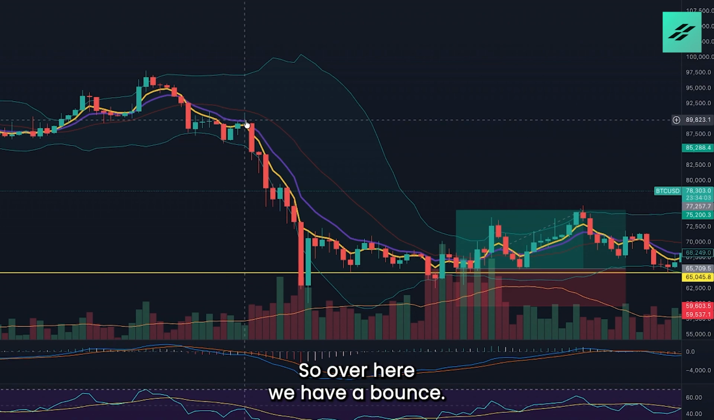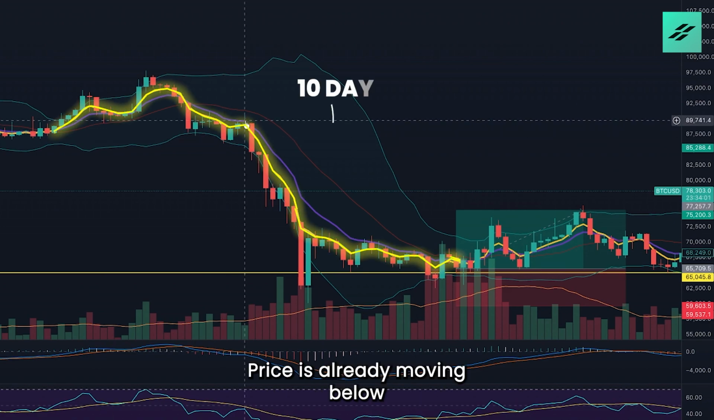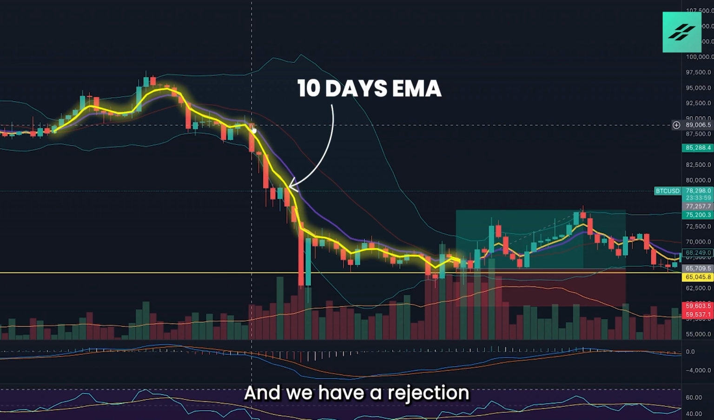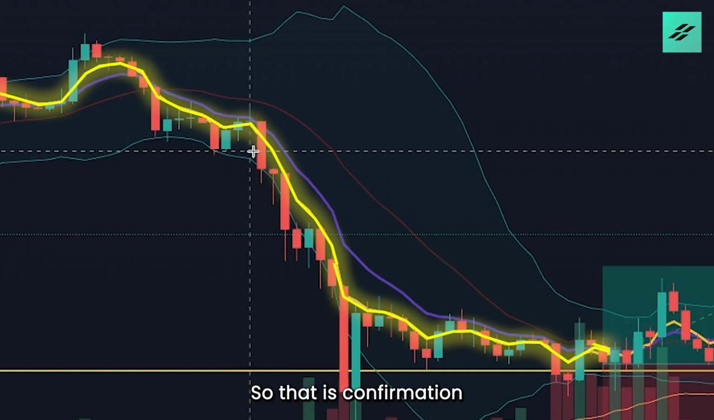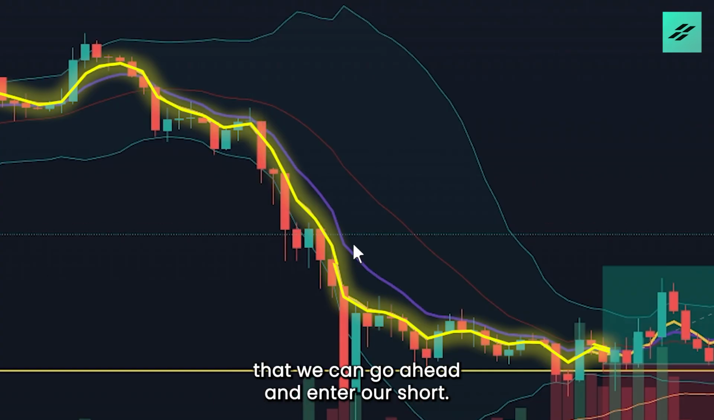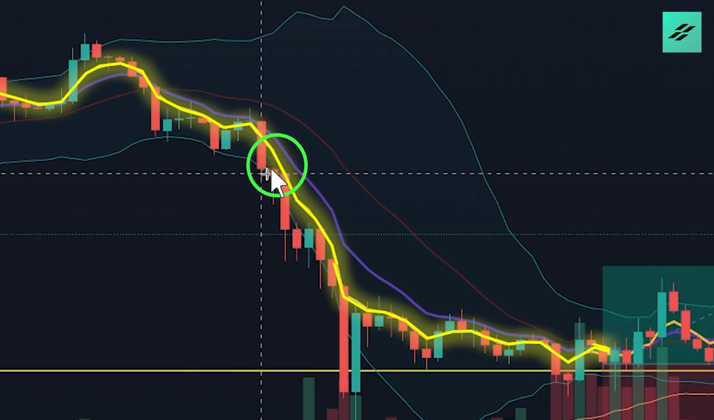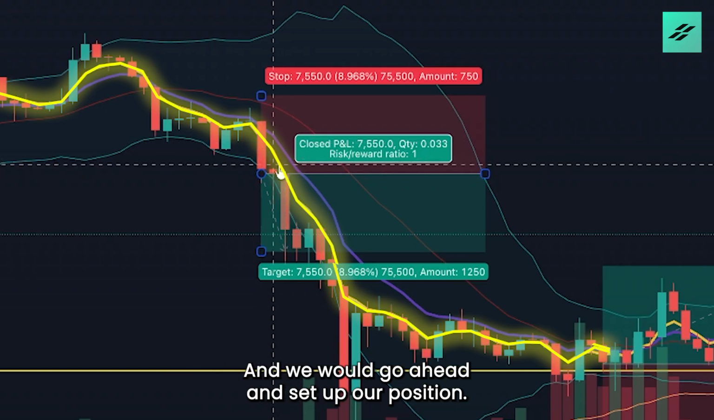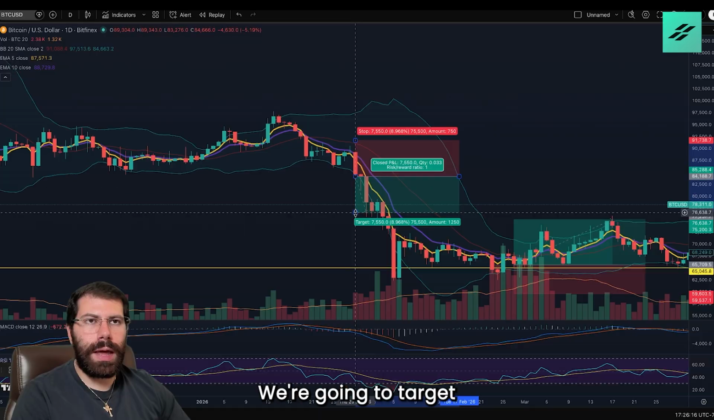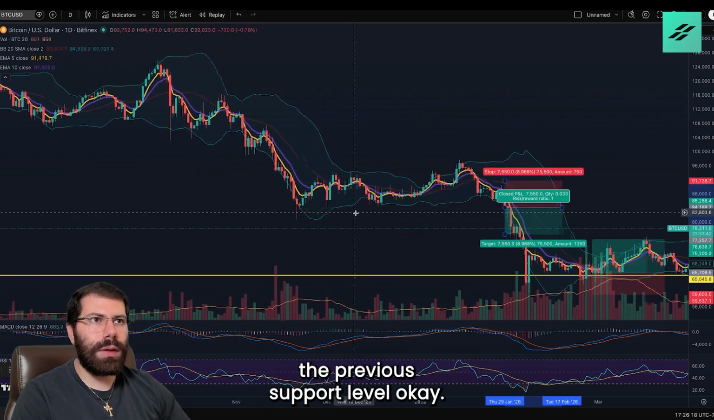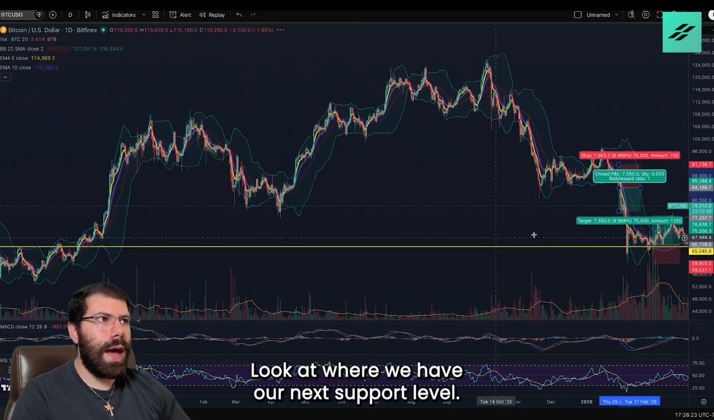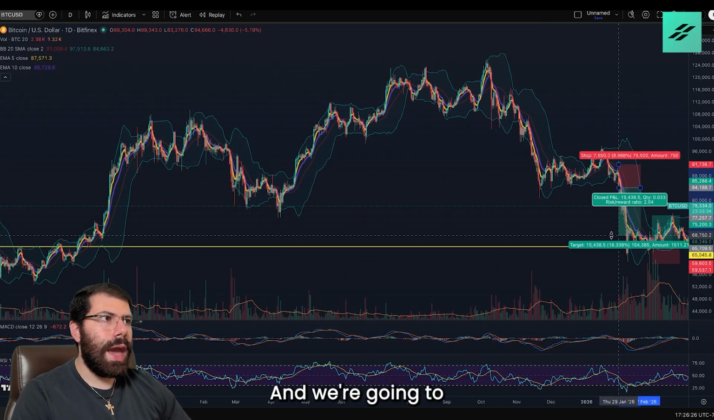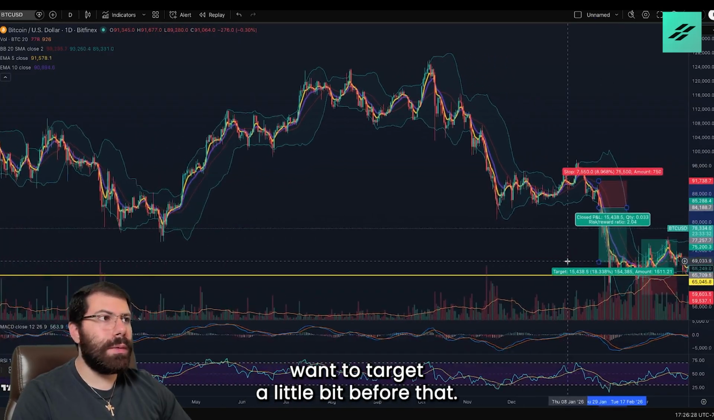So over here we have a bounce, price is already moving below the 10-day moving average, and we have a rejection of the 10-day exponential moving average. So that is confirmation that we can go ahead and enter our short, and we would go ahead and set up our position. We're going to target the previous support level, okay? So go ahead and zoom out, look at where we have our next support level, and we're going to want to target a little bit before that.